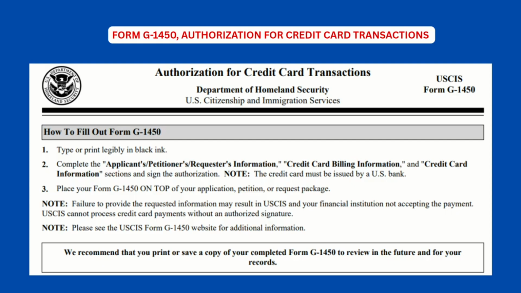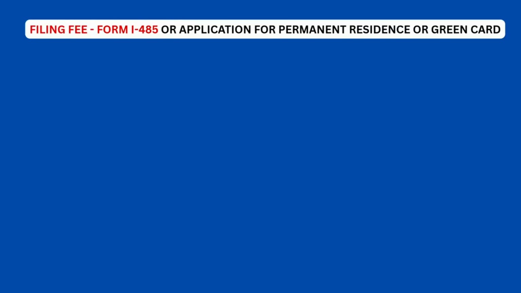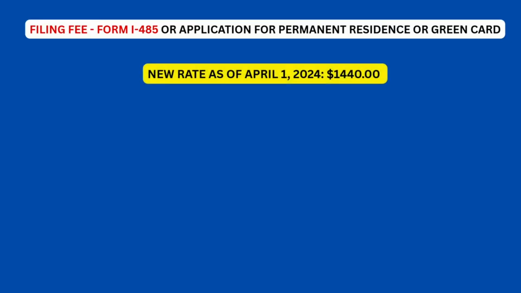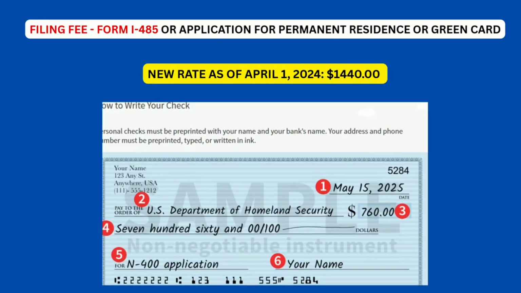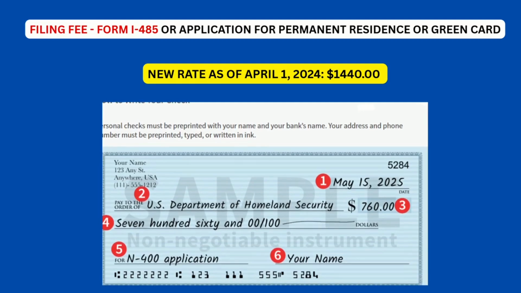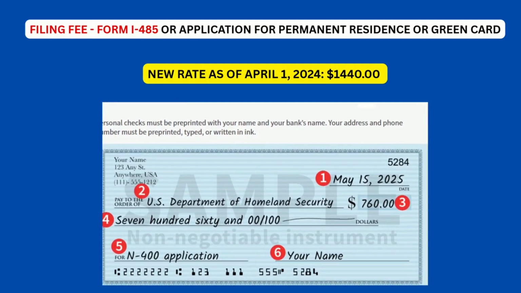The next requirement is to download Form G-1450 or authorization for credit card transaction. Guys, this is the form you will need to use if you are planning to pay the filing fee using a credit card. But if you're planning to pay with a check, the filing fee for the Form I-485 is now $1,440, and you will be able to see on the screen how you are going to write a check addressed to the USCIS for your payment.